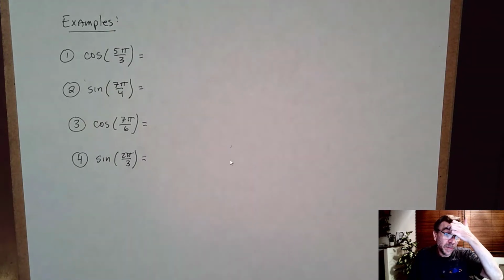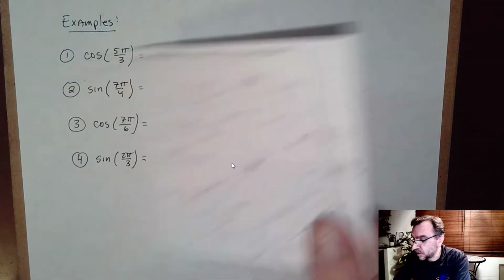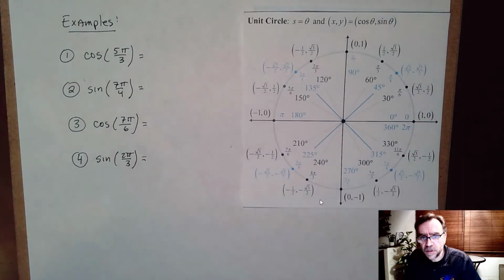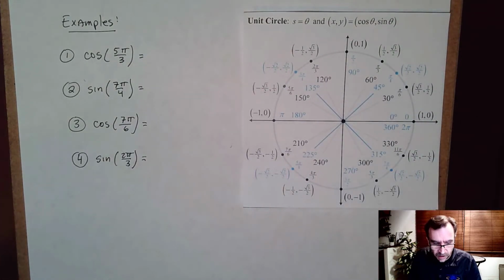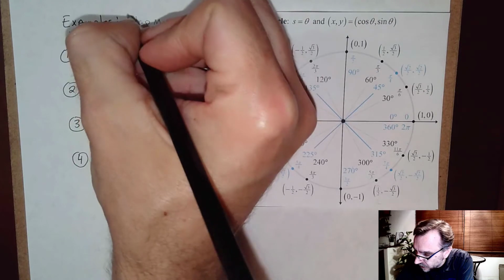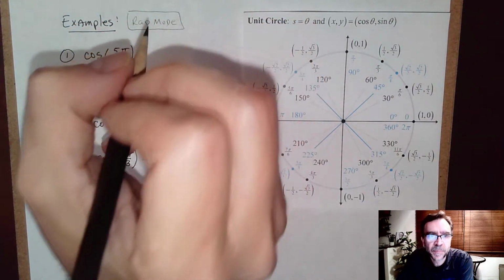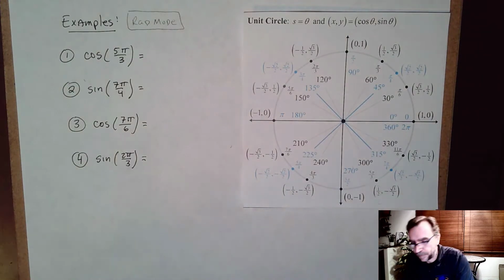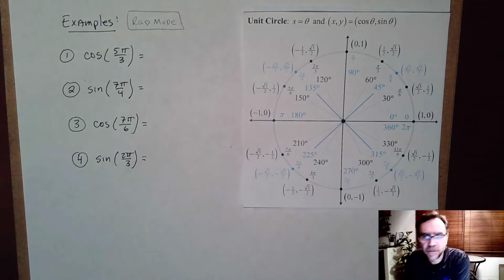Here we have some examples, and this is our unit circle diagram. So we're going to use this unit circle diagram to answer these questions. Certainly you can make sure your calculator is in radian mode, and you can do all of these on a calculator and get the exact answer. All right, but we're going to do these using the unit circle just to see how it works. All right, so we're going to begin here with cosine of 5 pi over 3.